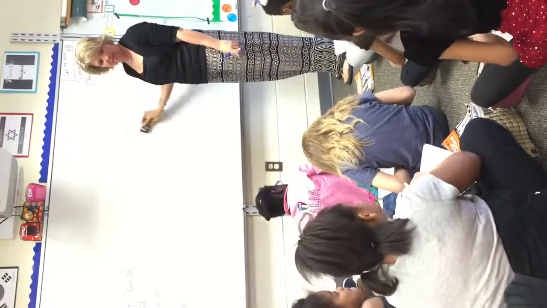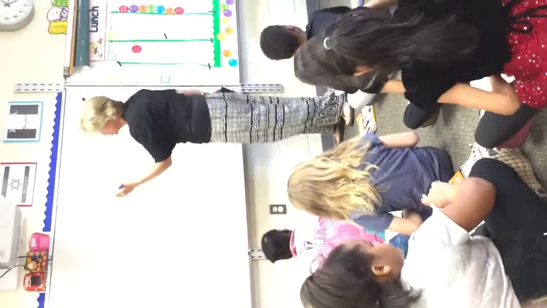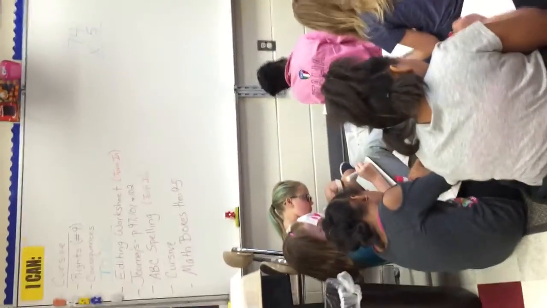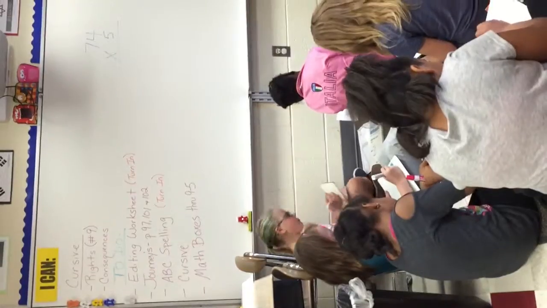All right, so here's your challenge. On your boards, everybody have clear boards? Space to write? All right, so your problem is going to be 74 times 5. 74 times 5. Juliana and Liam. 74 times 5.